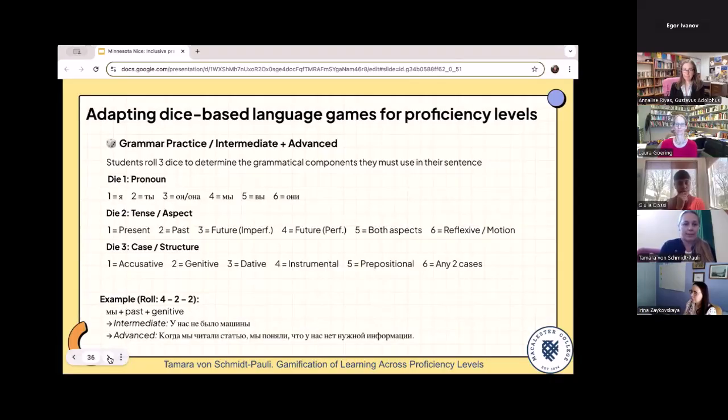So you could see further down how you could use dice practicing at a higher level. When you have pronouns, but then you include tense and aspects, or maybe you use them to practice case structures and ask them to use either accusative or genitive, your choice. Example, you roll 4, 2, 2, and then it shows you that you rolled the pronoun мы to use in the past tense, and then you need to include genitive in your sentence. And then they come up with a sentence, either у нас не было машины, or maybe something more advanced: Когда мы читали статью, мы поняли, что у нас нет нужной информации. Next slide, please.